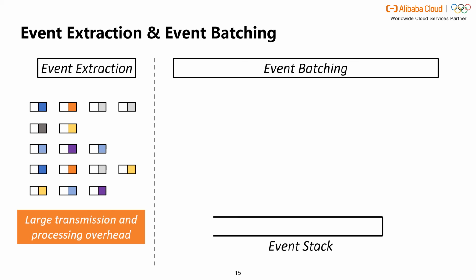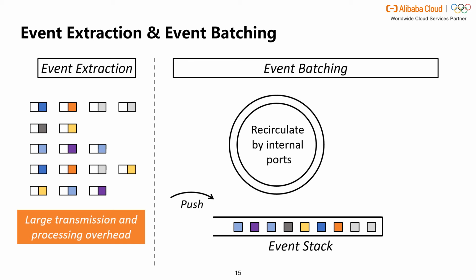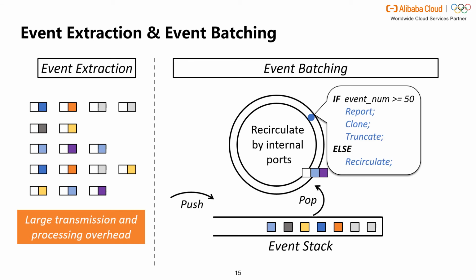The event batching mechanism has an event stack. Each incoming event is pushed into the stack for temporal caching. Meanwhile, NiceR generates circulating event batching packets that constantly recirculate within the pipeline by an internal port. When hitting the stack, the packet pops one event and appends the event into its payload. Once the event number exceeds the threshold, the packet is forwarded to the management plane and cloned at the same time with an empty payload to collect later events.